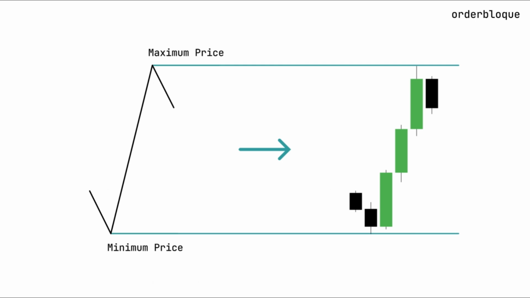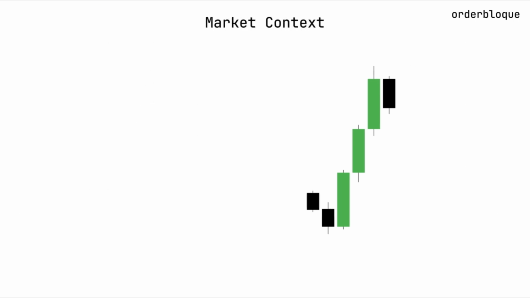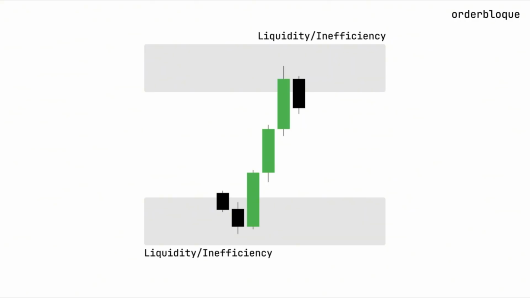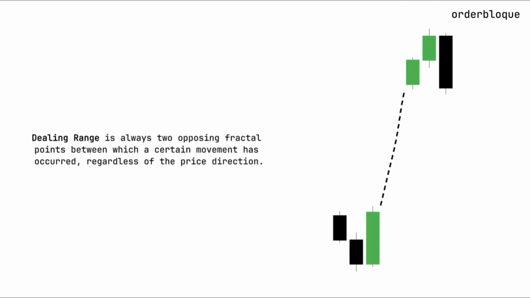Only with their help can we understand where those 2 key points of the range are located. If we consider the market context, it is highly likely that these fractals form within certain zones of interest, such as liquidity or inefficiency areas, from which the price reacts and reverses in the opposite direction. We will discuss this in more detail later on. In the end, the basic definition of a dealing range is always two opposing fractal points between which a certain movement has occurred, regardless of the price direction.